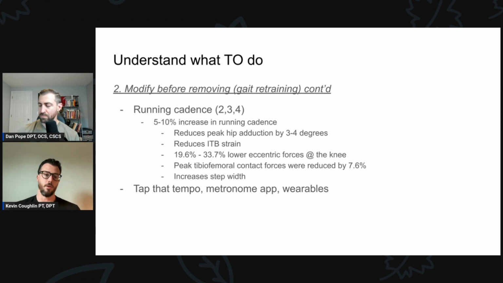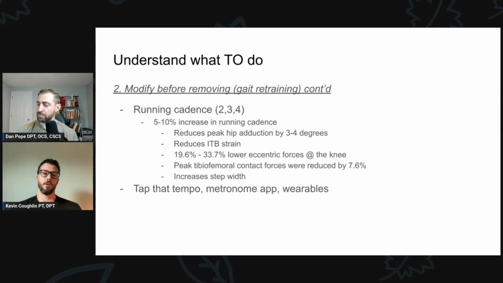So if I were taking someone through a running gait analysis, there's an app I like to use called Tap That Tempo. It's free. It's super easy to use. Essentially, you're watching someone run, and every time their foot hits the ground, you're just tapping your phone, and it comes up with the number of what their cadence is.